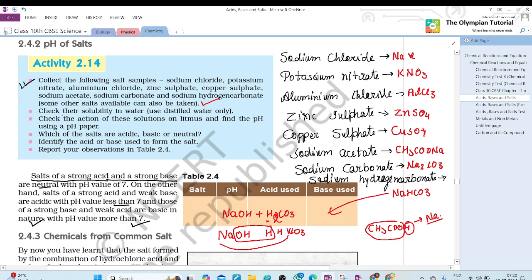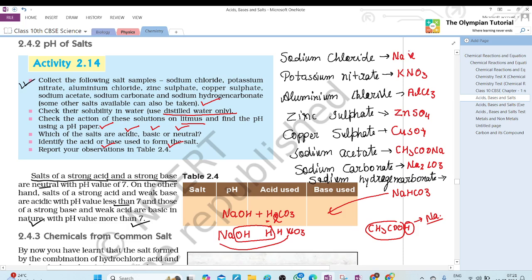After that, what they are saying is to check their solubility in water. Use distilled water only. Can anybody confirm why distilled water only? Because, ma'am, it does not have any impurities and electrolytes. Next, check the action of these solutions on litmus and find the pH using pH paper. You have to find which of these salts are acidic, basic or neutral. Identify the acid or base used to form the salt and report your observations in table 2.4.